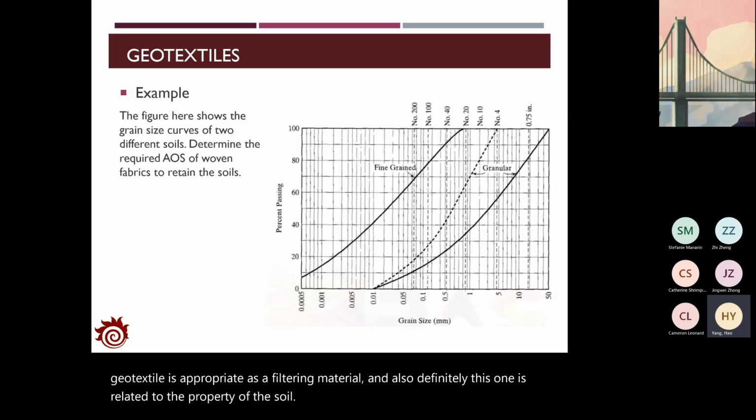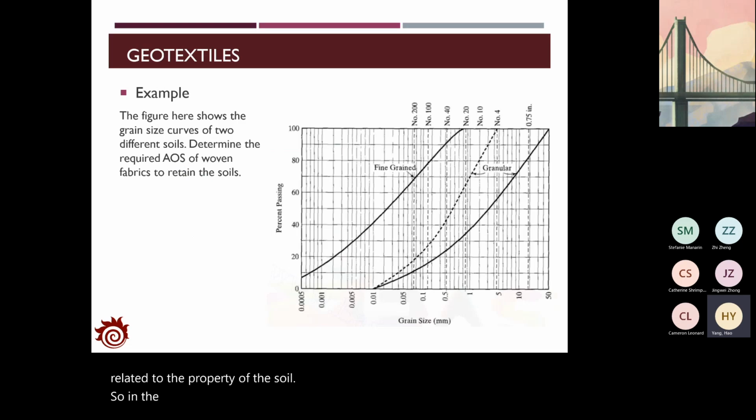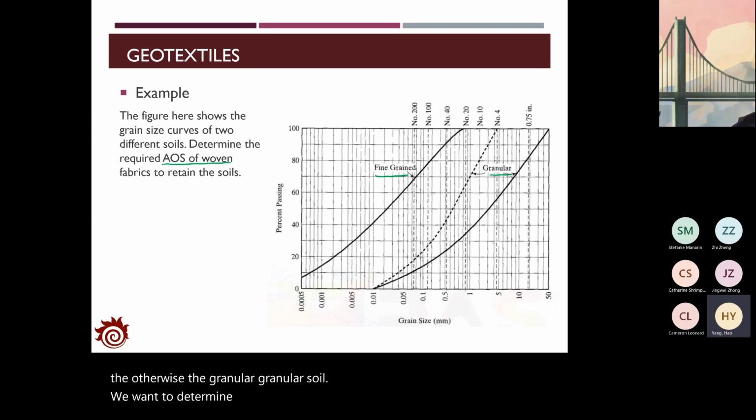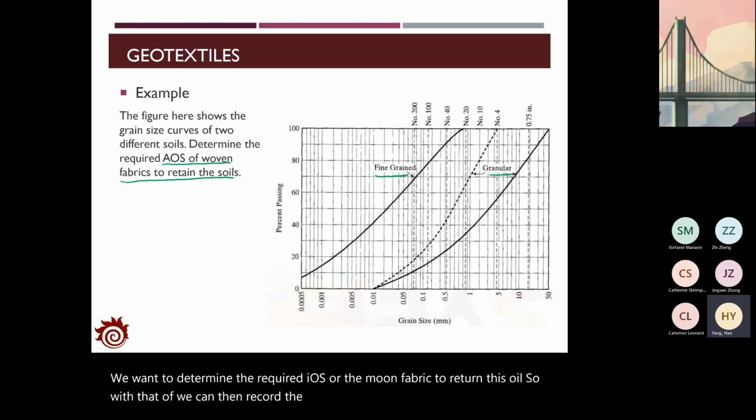So let's go to see one example. The figure here shows the grain size distribution of two different soils. One is called the fine grained soil. The other one is the granular soil. We want to determine the required AOS of the woven fabric to retain the soil. So with that, we can then record the criteria we defined in the previous pages.